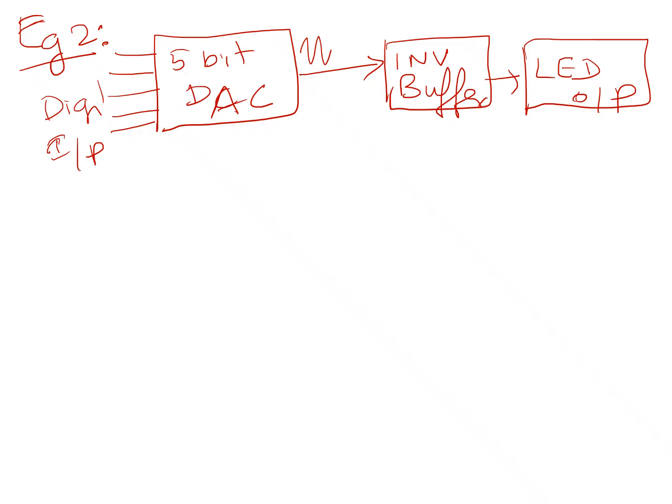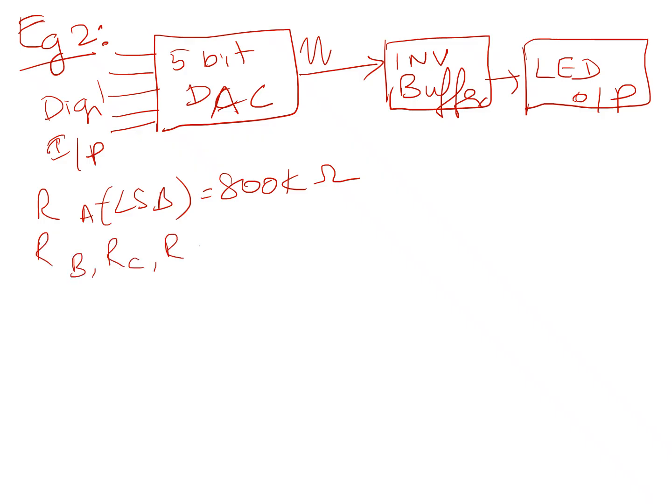So for this, given that RA is the LSB resistor, the least weighted resistor of the DAC, having a value of 800 kilo ohm, the least bit LSB has 800 kilo ohm. Then we can write down the resistance values of all the DAC input resistors. What are the others? We can write the values RB, RC, RD, and RE ourselves, isn't it?